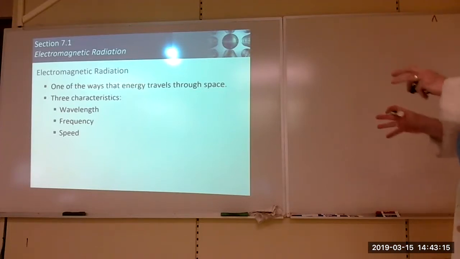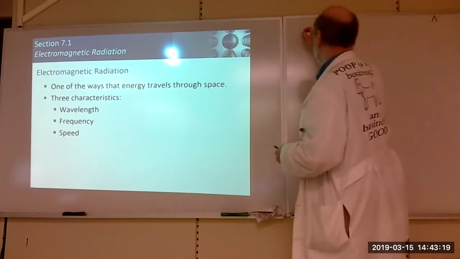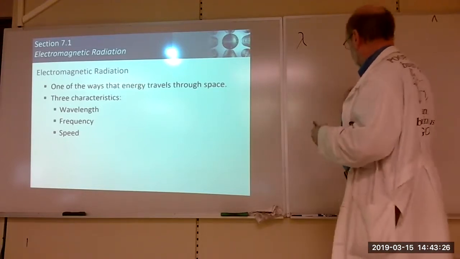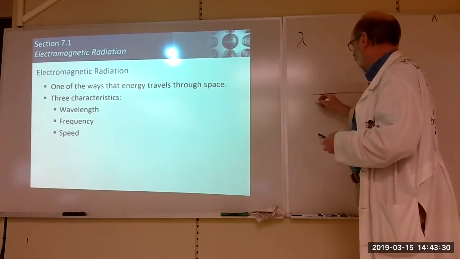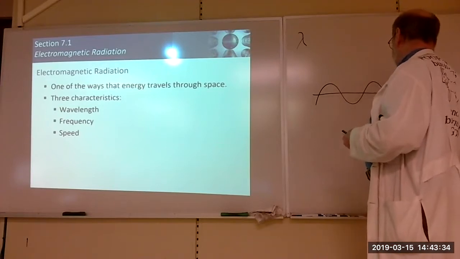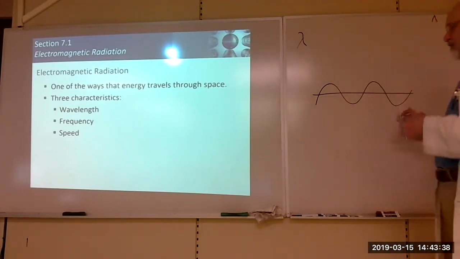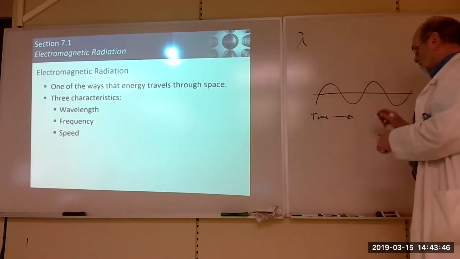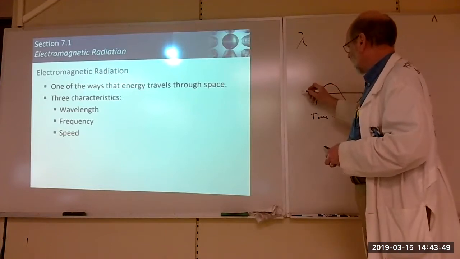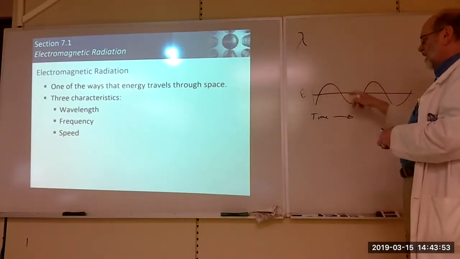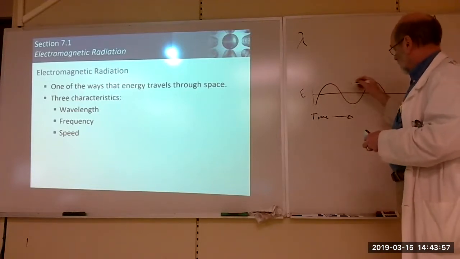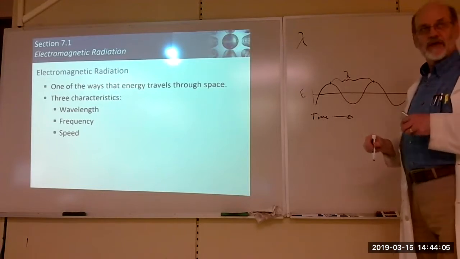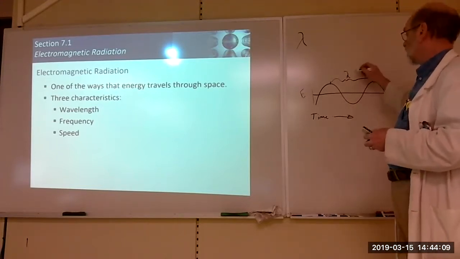And they're all three related to one another. The wavelength, which is given the Greek letter lambda, is, when we look at a wave, and this is not actually physically how it looks in space, but it's our representation, and this is time progressing that way, and this is basically the energy of the wave. So it goes up and then it goes down and it crosses this zero point. And the distance between one crest and the next crest is the wavelength. And the standard measure of wavelength in the SI system is meters.